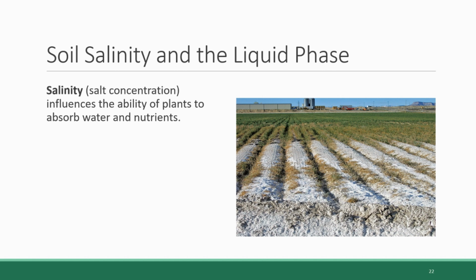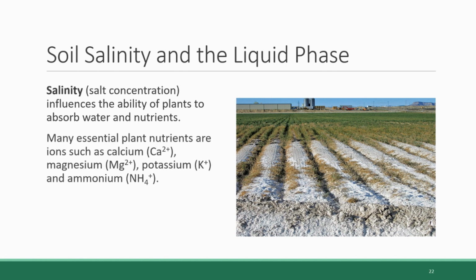So, why does salt have this effect? Well, the simplified explanation is that many essential nutrients that plants need to survive are ions. This includes calcium, magnesium, potassium, and ammonium. Remember from chapter 2, ions are particles with an electric charge. And salts are also ions. They're made of ions, they're ionic molecules.